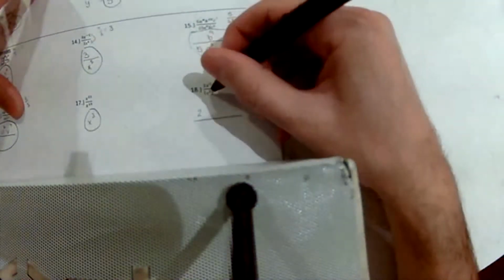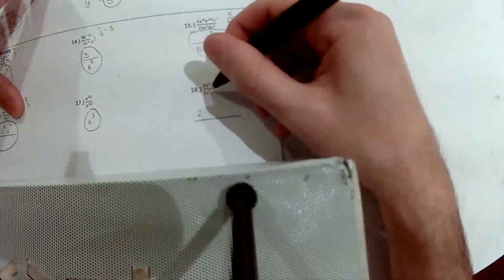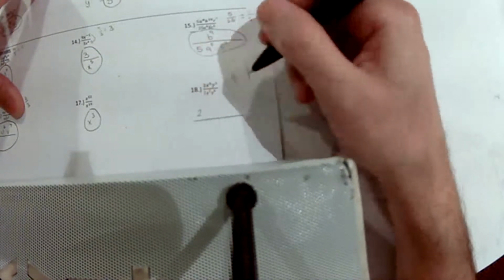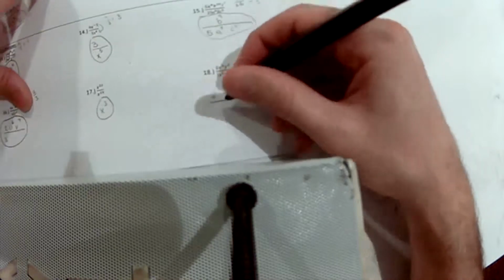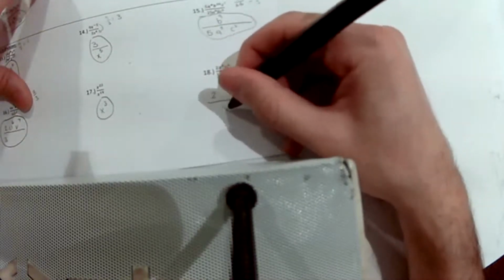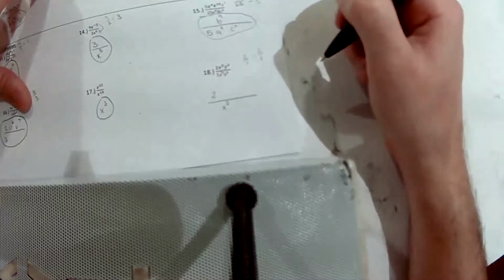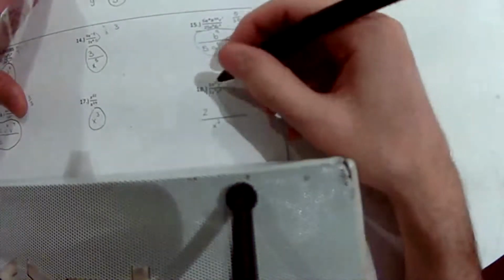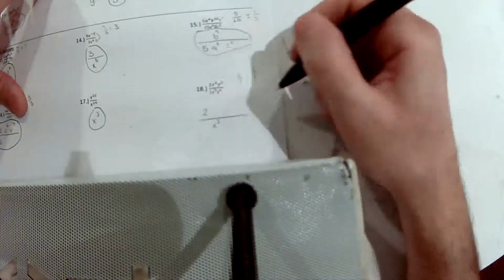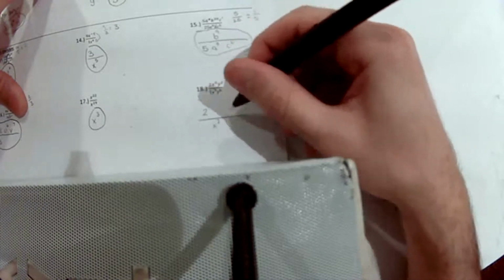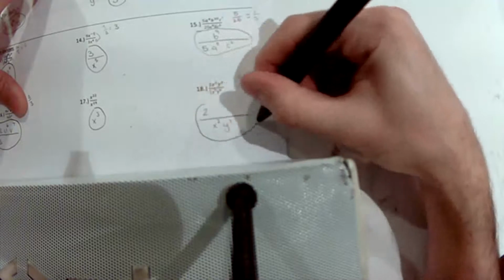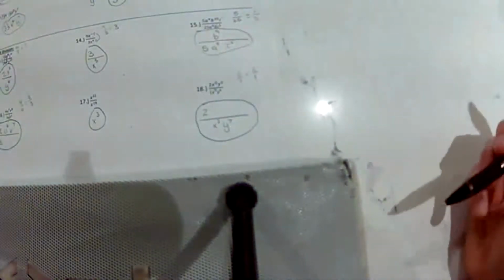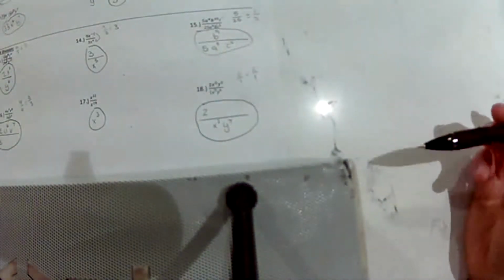Then I got x to the 5th over x to the 7th. You subtract these, either always do top minus bottom or do my little trick, which is 7 minus 5 is 2, and the bigger number was on the bottom, so x to the 2nd is on the bottom. Okay, then y to the 2nd over y to the 9th. 9 minus 2 is 7, the bigger number is on the bottom, so that's where my answer goes. Cool. All right, next one.